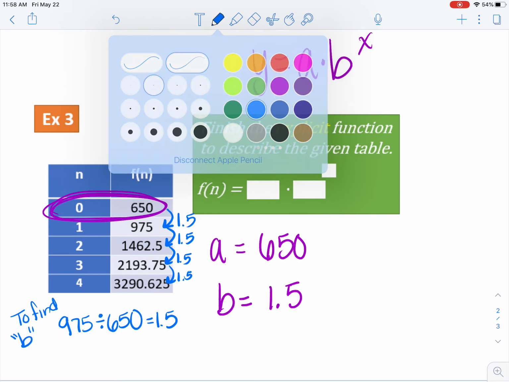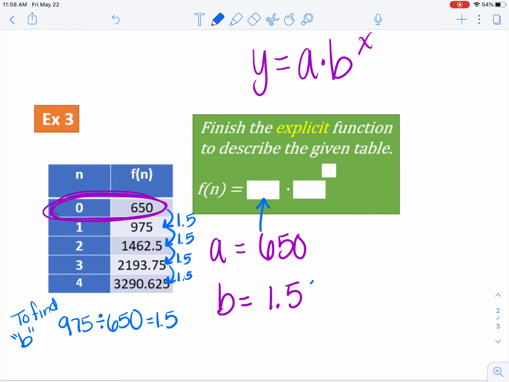Okay, all we have to do now is fill in the blanks. A goes here, b goes here. So 650 times 1.5 to the x power. All right, short and sweet today, guys, but we're going to practice it for 2 days.